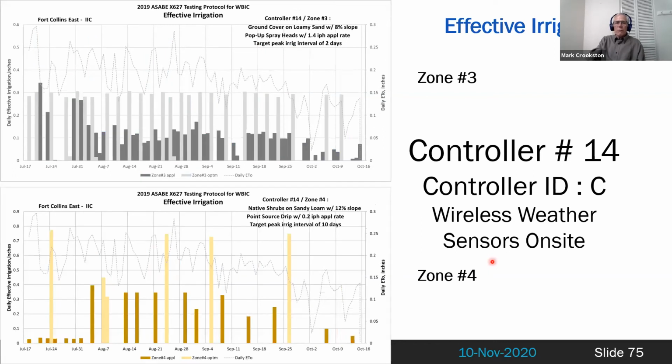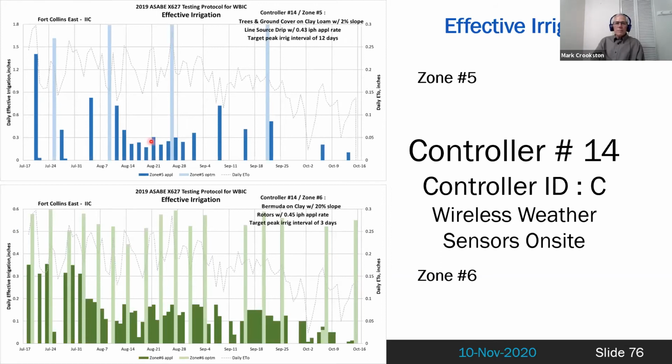Let's go to 3 and 4. Again, we're seeing very frequent irrigations. We're seeing declining amounts of irrigation, whereas if we were watering deeply and infrequently, we would have the optimal controller timing those to refill the available moisture reservoir as is needed. And this controller was not able to do that because of the constraints it had.